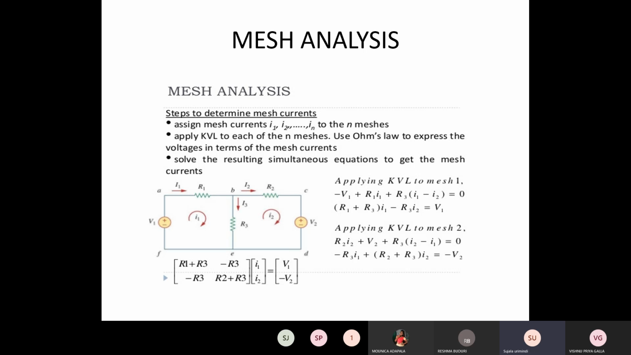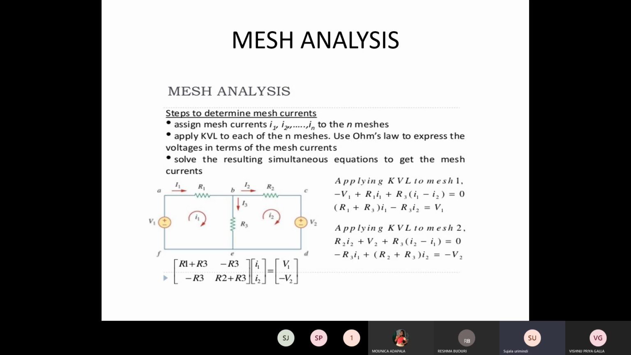So first we observe how many loops there are, and then we assign the polarities. How you assign the polarities depends upon the direction of the current. We have assigned the polarities. In the third step, we have to write the equations. So assign mesh currents I1, I2. Suppose here there are 2 loops, so we will assign I1, I2. If there are 3, 4, up to n loops, we have to assign I3, I4, up to n.